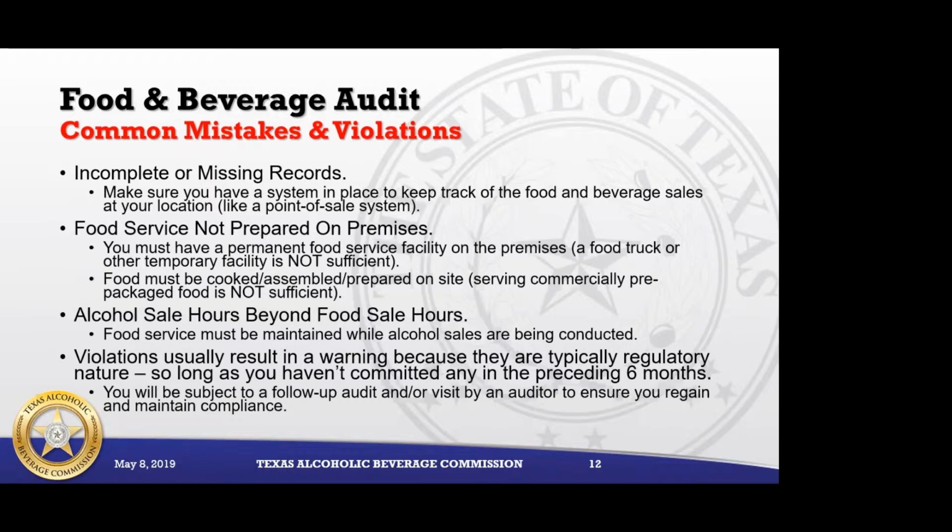Food service not prepared on premises. You must have a permanent food service facility on the premises. A food truck or other temporary facility is not sufficient. Food must be cooked, assembled, and prepared on site. Serving commercially prepackaged food is not sufficient, so you do have to assemble and prepare your food there at the location. Alcohol sell hours beyond food sell hours. So food service must be maintained while alcohol sales are being conducted. So make sure that you do always have some kind of food entree available if you're going to be serving alcohol.